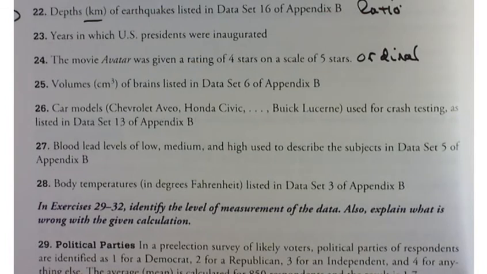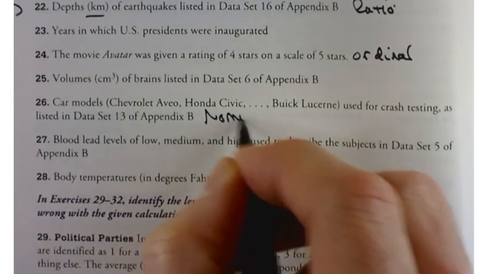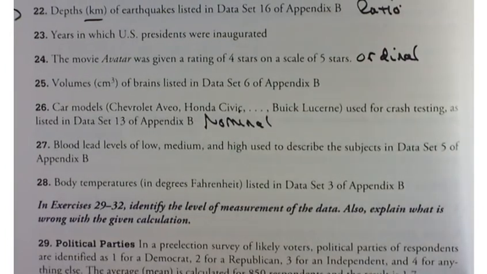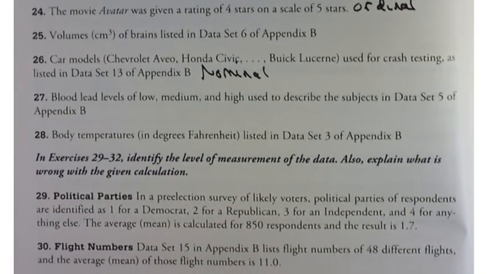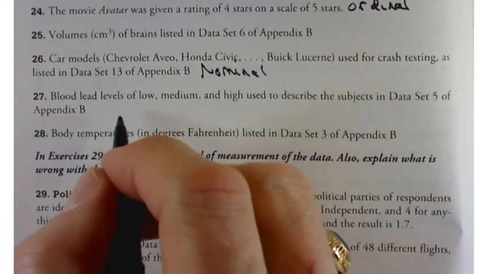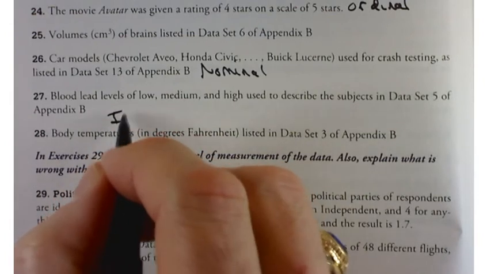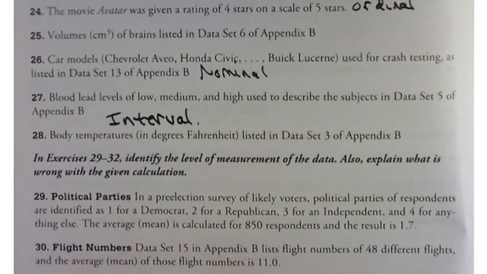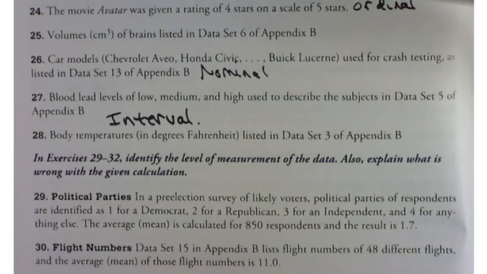Car models. Nominal. Yeah, that's just a name here. So this would be nominal data. And body temperatures in degrees Fahrenheit. Yeah, that'd be the interval. So you can subtract things here, but it doesn't necessarily make sense to say that one is twice as warm as another on this scale. So this would be interval. Those are going to take a little more practice. I would encourage you to make sure you don't skip these in your homework. They'll certainly be there.